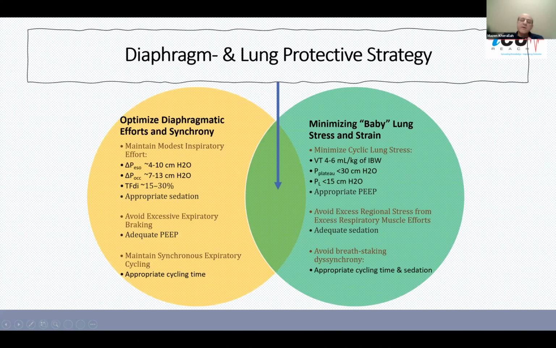So you can summarize everything in this slide here. On the right side, minimize baby lung stress and strain. And on the left side, optimize diaphragmatic effort and synchrony. So you need to combine both at the same time, and I listed what we have talked about in this slide.